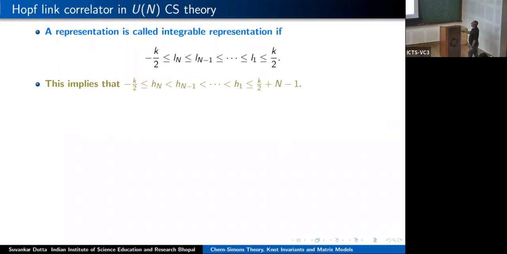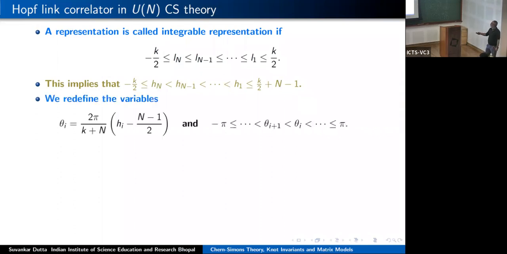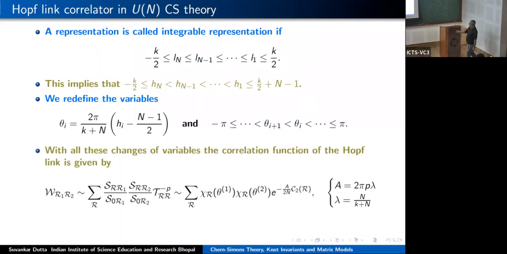Okay, and if you use this relation, you can convert this into constraints on the Hook numbers. Once you have this bound on the Hook numbers, you can define some angular variables theta i's, such that the theta i's run between minus pi and plus pi. So if you now plug in all these definitions I have given, the Hopf link partition function is basically given by the Schur polynomials, chi_R. So this theta one, okay.